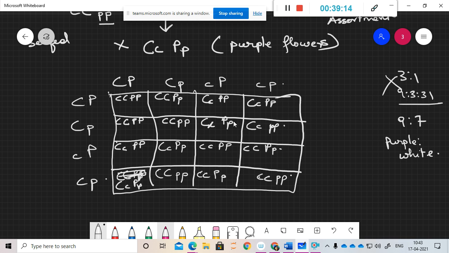So in this you could find this to be purple, purple, purple, purple, since both of them have to be present. This is purple. 1 2 3 4 5 6 7 8 9. So 9 purple is to the remaining 7 white, and this phenomenon is known as epistasis.